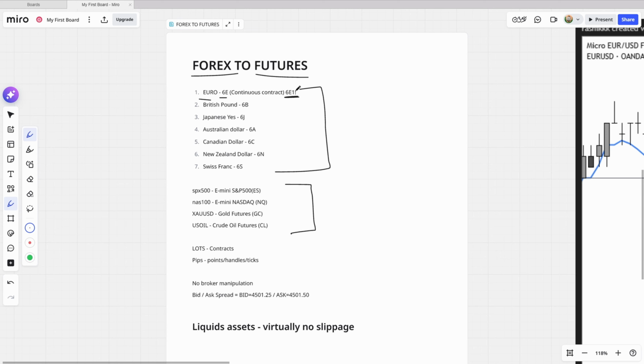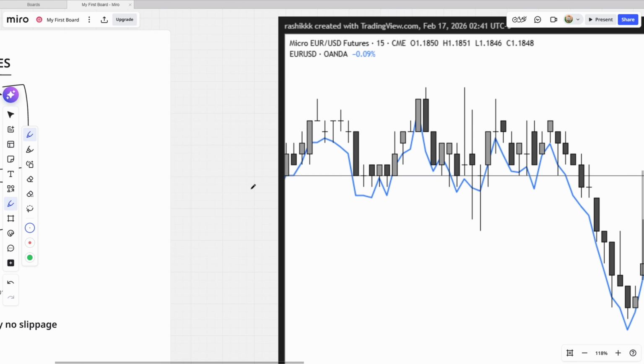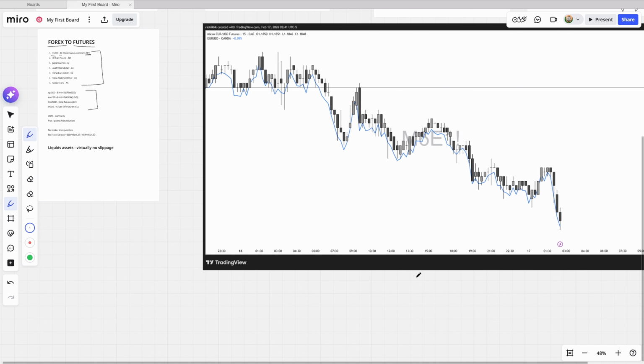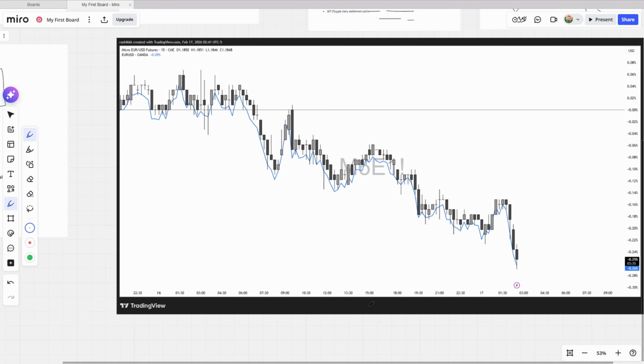Now before going further, let's compare EURUSD to 6E, so you understand the difference clearly. If we open TradingView and pull up EURUSD as a candlestick chart, and then overlay 6E, the Euro futures contract, you'll notice that the movement is very similar. However, it will not be identical. The reason is simple.